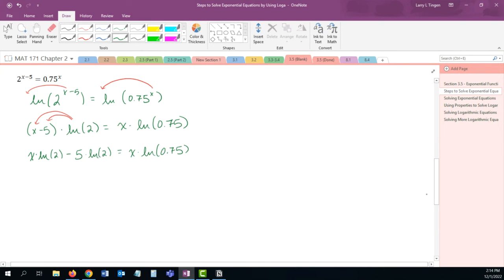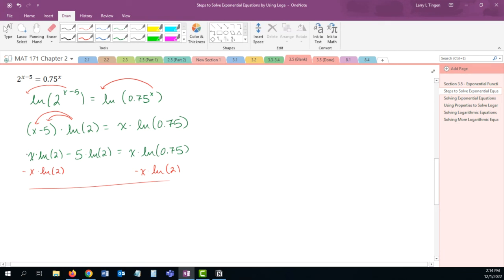All right. Now, I have multiple terms with x, and I'd like to consolidate them. I'd like to put like terms together. So everything with an x is going to go to one side. Everything without is going to go to the other. Everything without an x is already on the left. So all I need to do is subtract that x times the natural log of 2 from both sides.